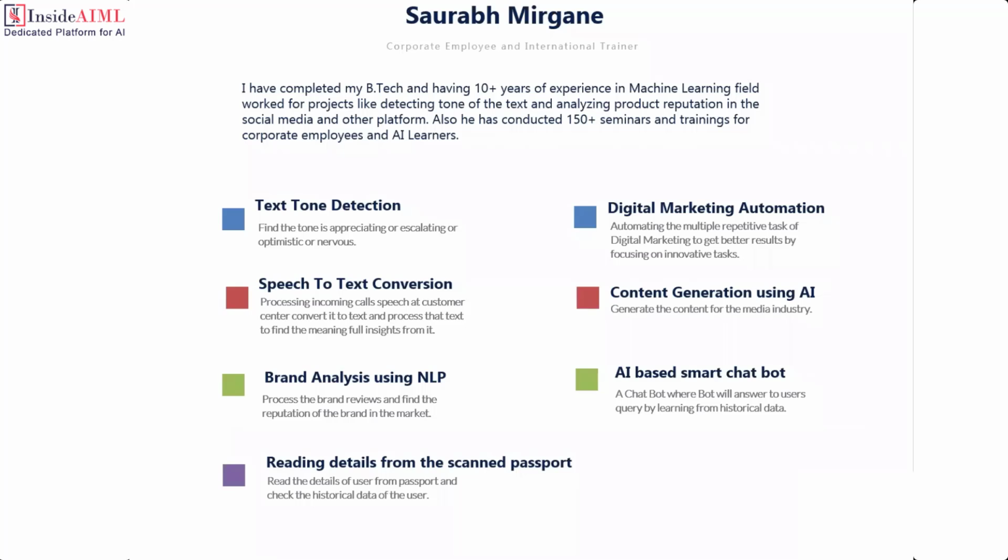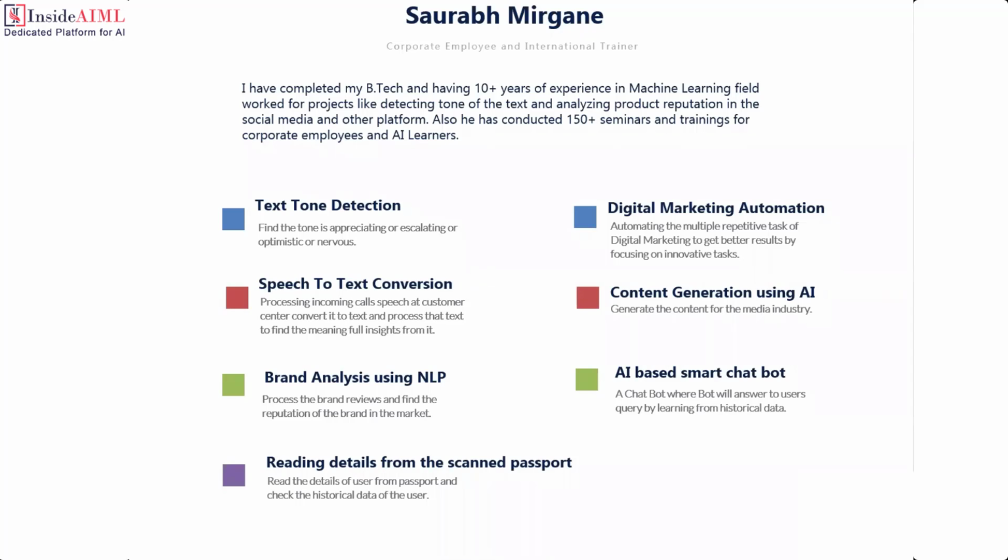As you all know, this is Saurav here from InsideAIML, having 10 plus years of experience in the machine learning and data science field. Altogether, I have worked on different projects in machine learning, data science, and deep learning. Specifically, we have worked on projects where we detect the tone of text. What exactly we do in artificial intelligence is we have a large amount of data. We take that data, process it, and find some meaningful output from it.